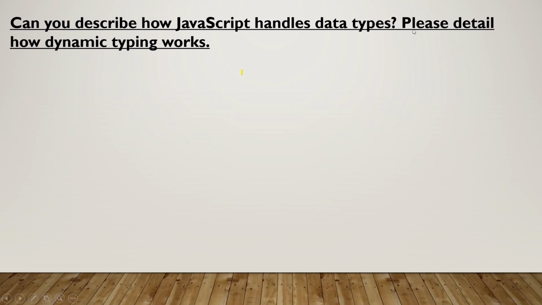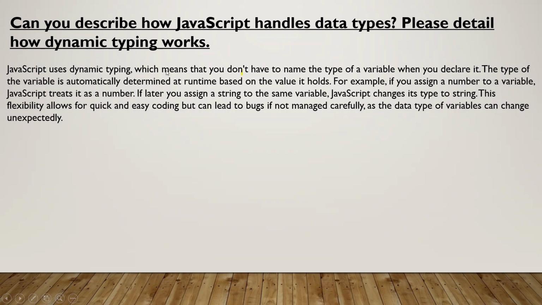Now moving to the next question. Can you describe how JavaScript handles data types? Please detail how dynamic typing works. JavaScript uses dynamic typing, which means that you don't have to name the type of variables when you declare them. The type of the variable is automatically determined at runtime based on the value it holds. For example, if you assign a number to a variable, JavaScript treats it as a number. If later you assign a string to the same variable, JavaScript changes its type to a string. This flexibility allows for quick and easy coding but can lead to bugs if not managed carefully, as the data types of variables can change unexpectedly.